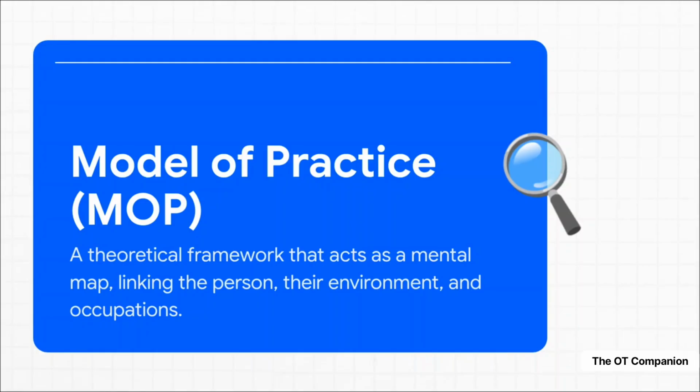And here's the solution, the model of practice, or MOP for short. Honestly, the best way to think of it is as a mental map. It's this brilliant framework that helps a therapist see all the connections between three absolutely critical things: the person, the environment they're in, and the occupations. All the meaningful activities that make up their life. It's not a rigid recipe. It's more like a guide for exploration.